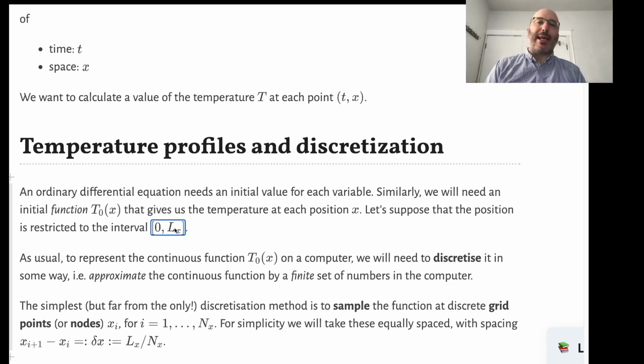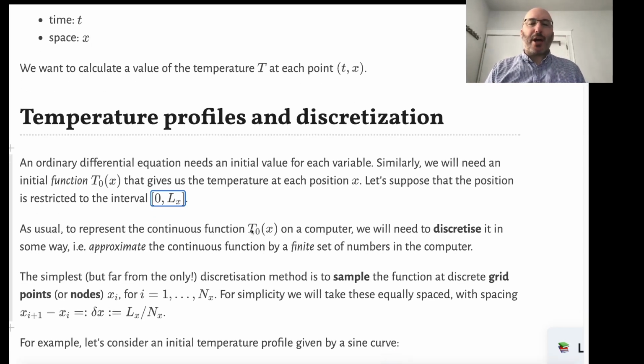And we'll think about this as a channel with fluid in. So a fluid is flowing along a channel between position 0 and position L, or L sub x. And so we are going to start off with some initial temperature distribution or temperature profile, which we'll call capital T0 of x. But we actually need to represent that function, that continuous function, on a computer. So we need to discretize T0 of x in some way.